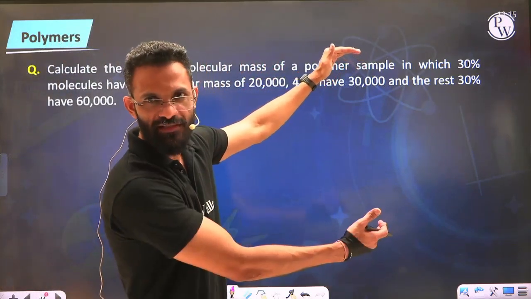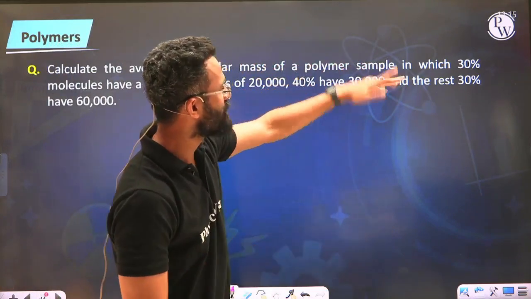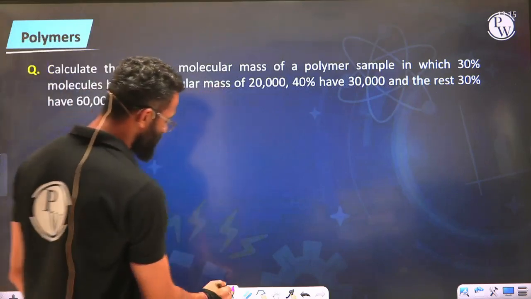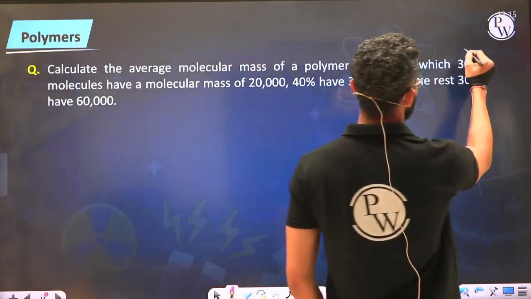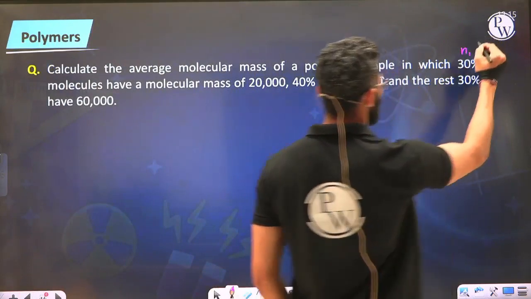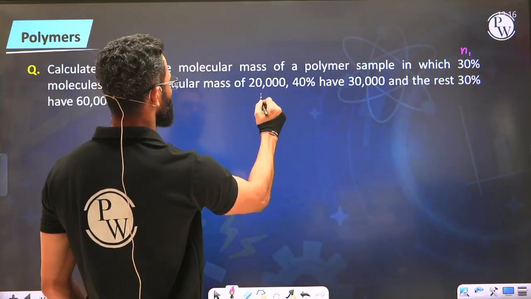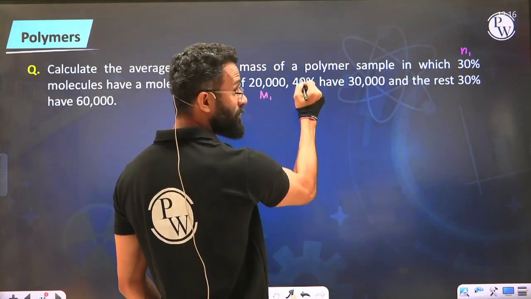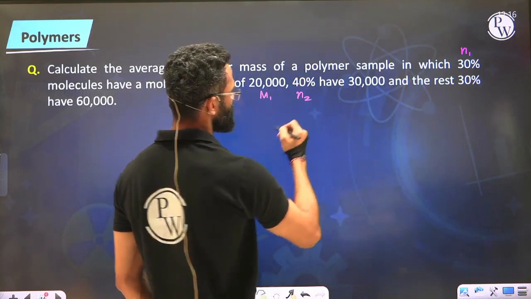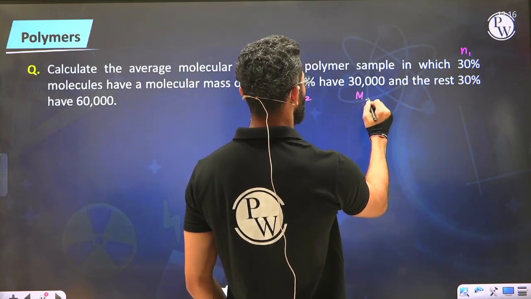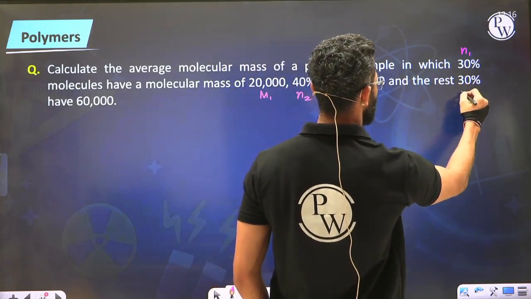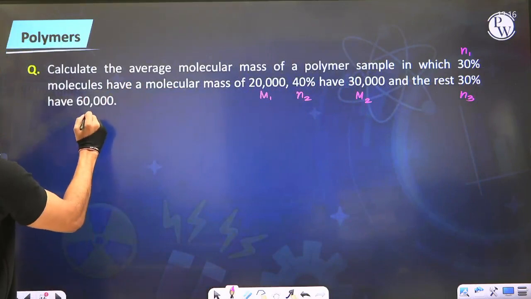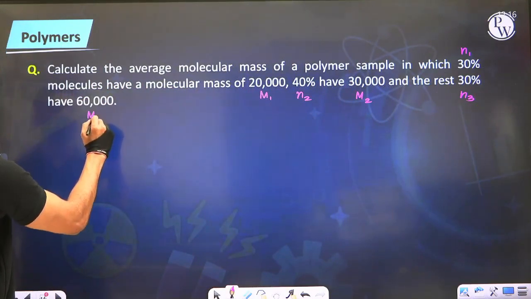Let's say in that solution sample vessel, we have taken a sample solution in which 30% of the molecules have a molecular mass of 20,000. Well, guys, what are they telling us? 30% means N1 is 30, having molar mass 20,000. So this is M1. 40%, so this is N2, the number of polymeric units having molecular mass of 30,000. And the rest 30 is your N3, having molecular mass of 60,000. So this is molecular mass M3.